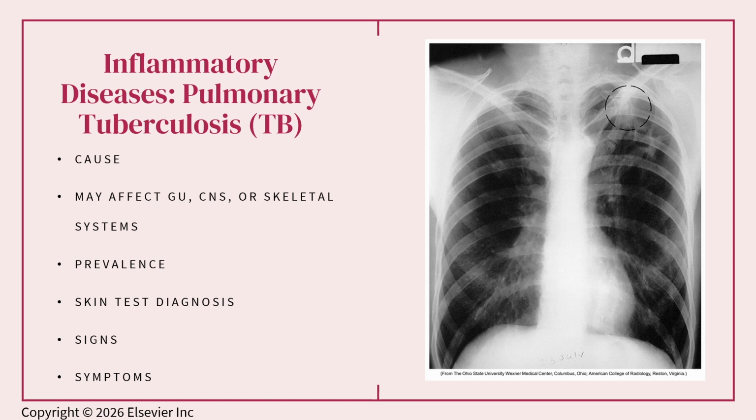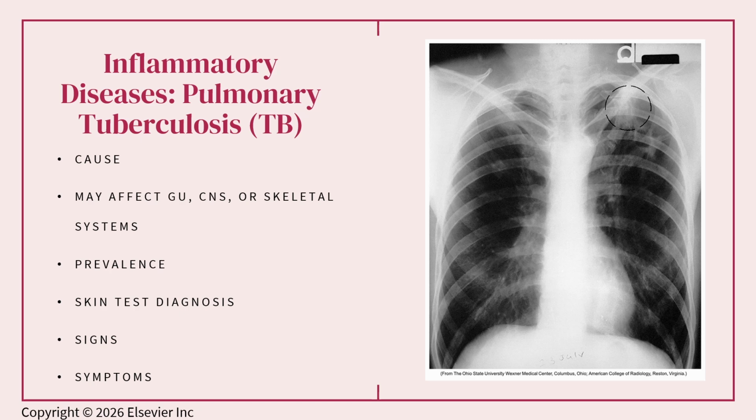It generally affects the lungs but can also affect the genitourinary system, skeletal system, and central nervous system. TB is more prevalent in people that are born outside of the U.S. Early pulmonary tuberculosis is always asymptomatic and may be identified only with a skin test. Signs appear when the lesion or nodule scars are large enough to be seen on a chest X-ray.